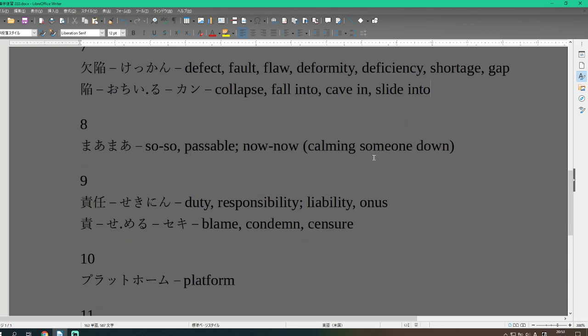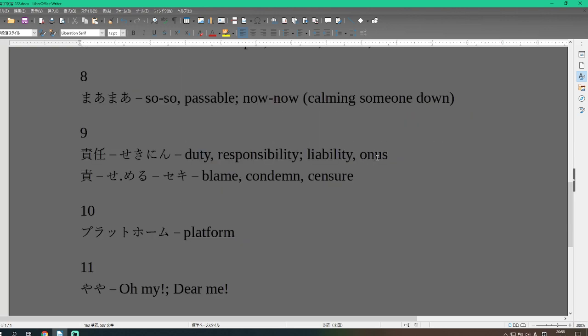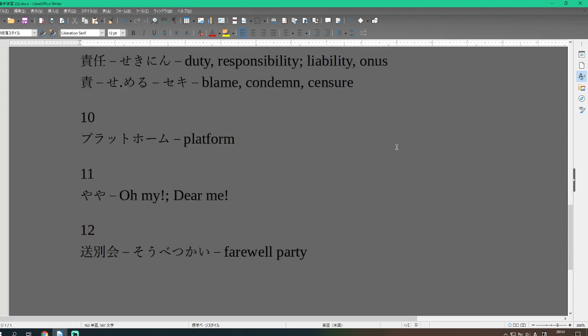Great is mama. So-so or passable. Mama ne. Mama. No kanji here, just the hiragana. Mama. Number nine is sekinin.